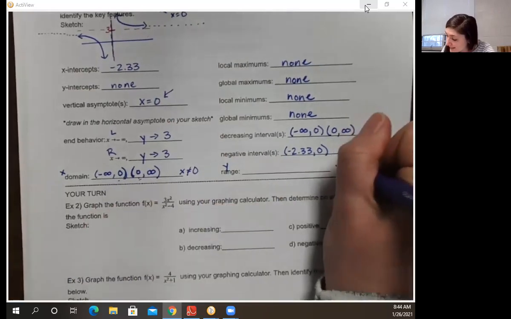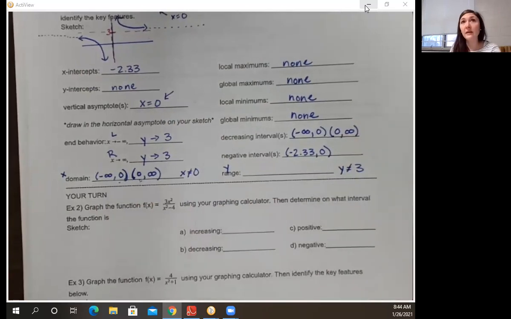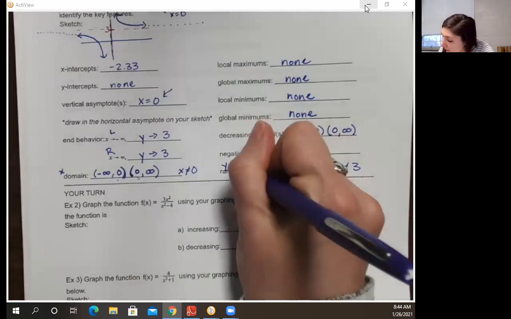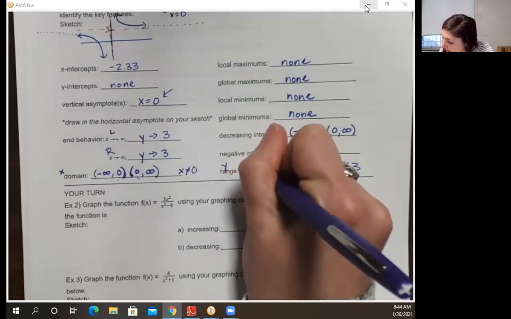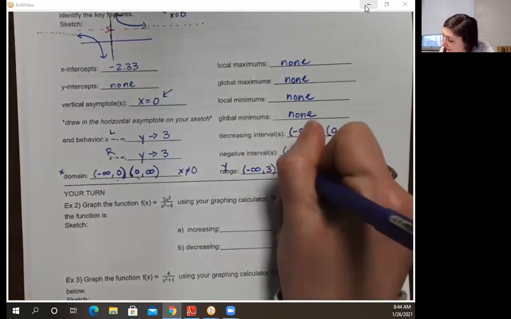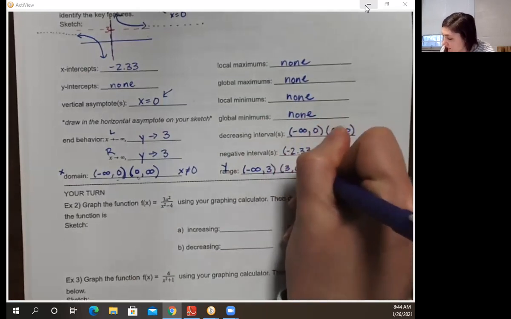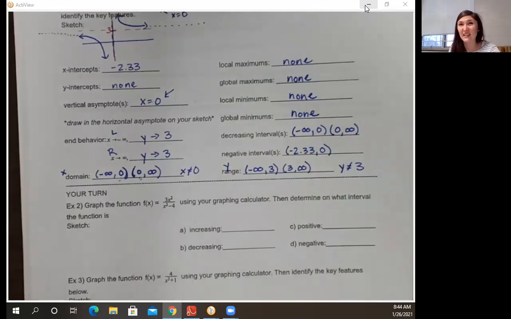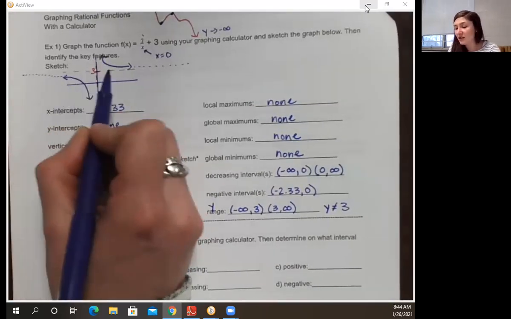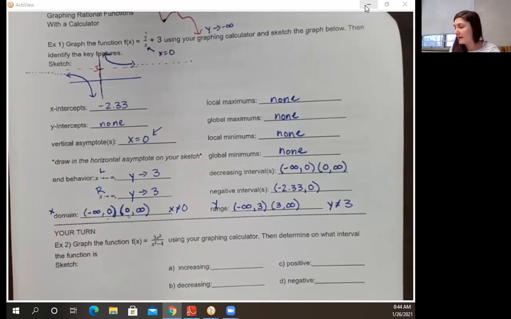Since y cannot be 3, we're going to write some intervals that give us every other possible y value and exclude 3, since we have that horizontal asymptote there. So our y value can be anything from negative infinity up to 3, and then anything beyond 3, so 3 to positive infinity. Again, since we have that horizontal asymptote, when y is 3, that means I can't actually have 3 as a y value, but anything else would be fine.